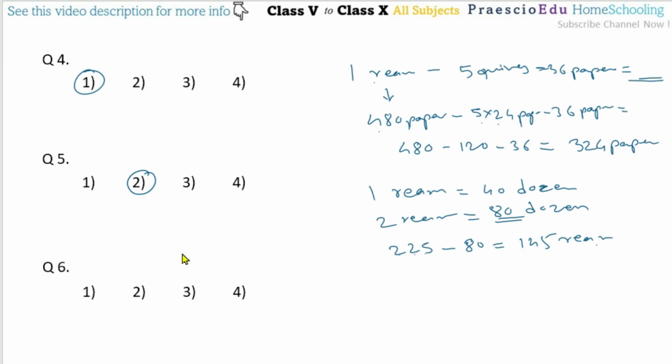Now question number 6. How many squares of paper make 7 reams of paper? So as we know, one ream is equal to 20 squares. So for 7 reams it is 7 multiplied by 20, which is 140. So that 140 is given in option number 4.